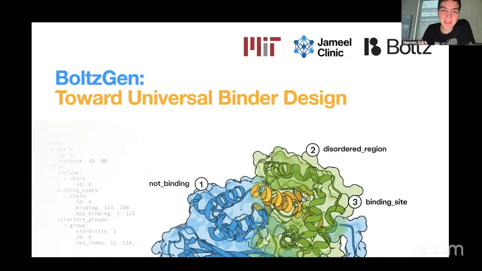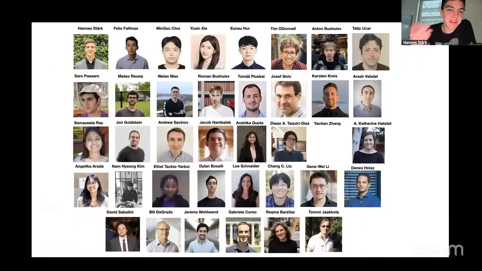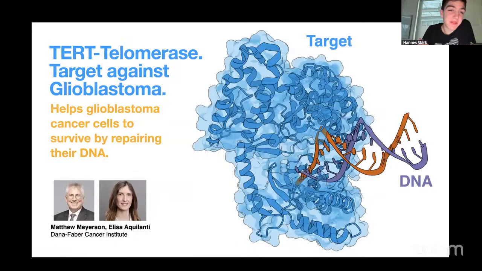I'm very happy and excited here to be presenting BoltzGen on behalf of our team. And what we're doing in this binder design model is that, for example, we have here in blue the target that we're calling telomerase, which our collaborators from the Dana-Farber Cancer Institute have identified as an important target for glioblastoma cancer cells. What this protein does in glioblastoma cancer cells is that it repairs this DNA that you see here on the right of the blue protein. And then it helps the cancer cells to survive their rapid division and growth.